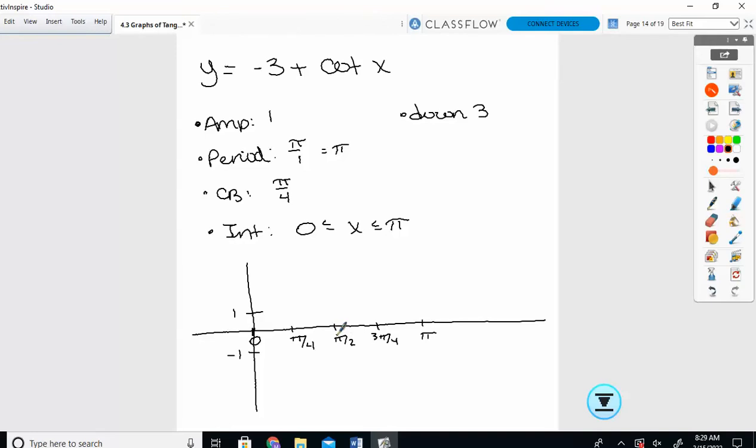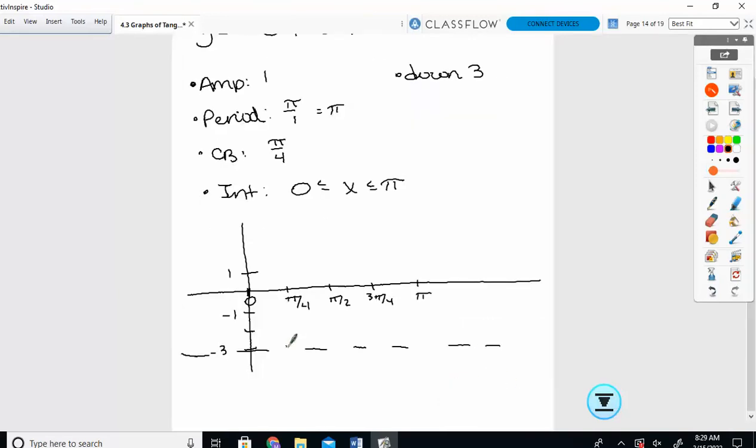So then what do we do if we're going down 3? It's got -2 on the y-axis, -3, and then make a horizontal. We usually just drew in a dashed line there so we can kind of know that's our center.